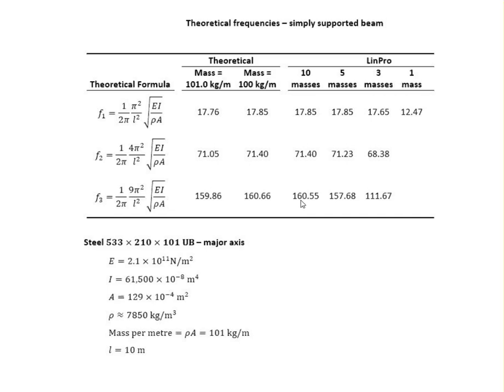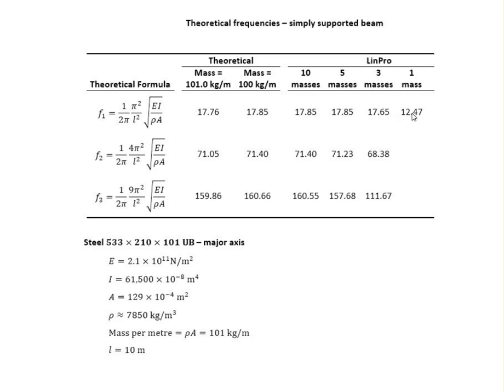So the lesson there is that for the higher modes of vibration, you need a more refined model. Okay, for the lowest modes of vibration, a moderately refined model, in this case three or five masses, three, four, five, would be perfectly fine. So it's a matter of judgment. You know, in reality, you could start increasing the number of masses and seeing what difference it makes.